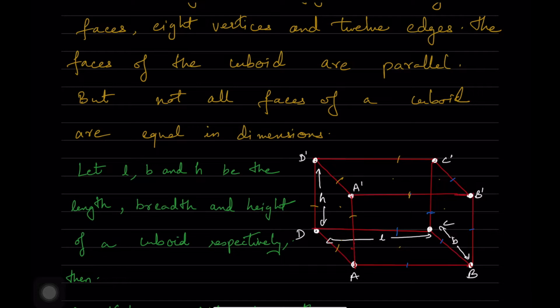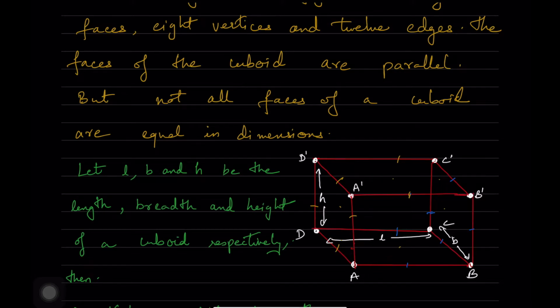The faces of the cuboid are always parallel, but not all faces of a cuboid are equal in dimensions. If they are equal in dimensions, then it becomes a cube. In a matchbox you can see 2 faces are parallel, and the other 2 faces also are parallel, but all the 4 are not equal in shape. All the 4 rectangles are not equal in shape.